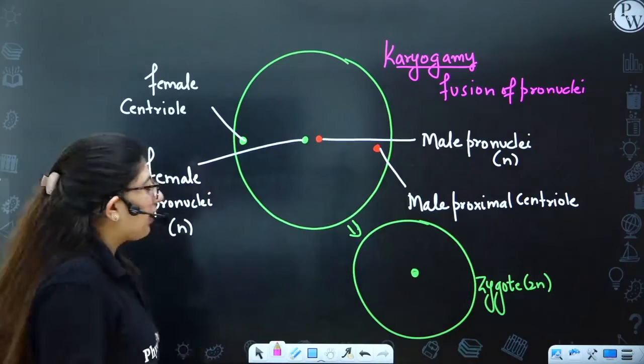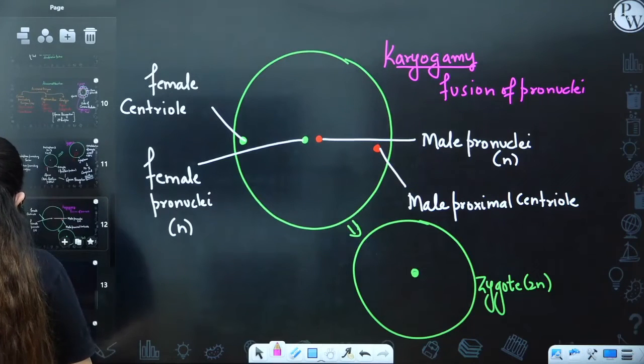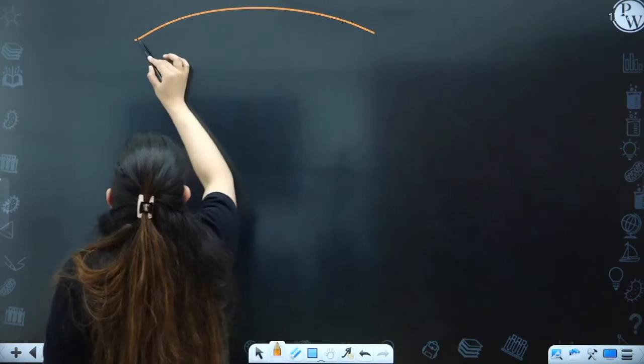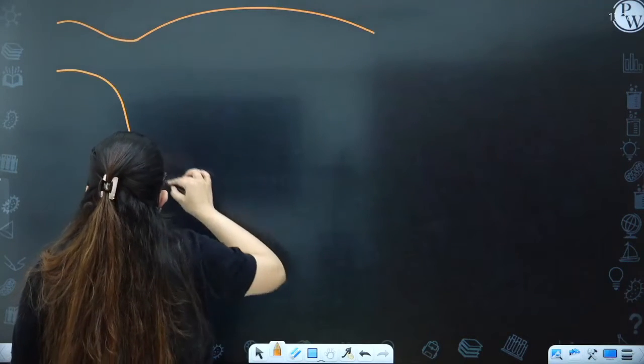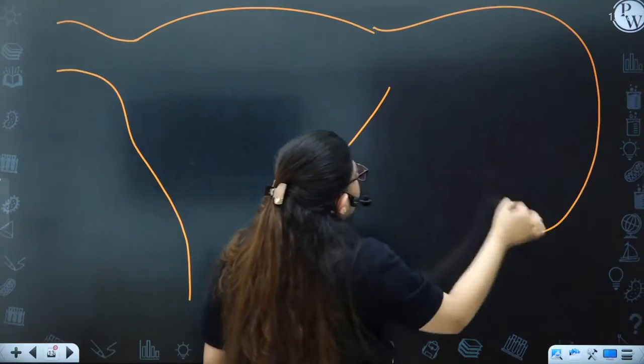Let's see. Now what will happen, guys? Let's see. So we have here the uterus and here the fallopian tube. Okay. So that's the uterus. Again, that's the fallopian tube.